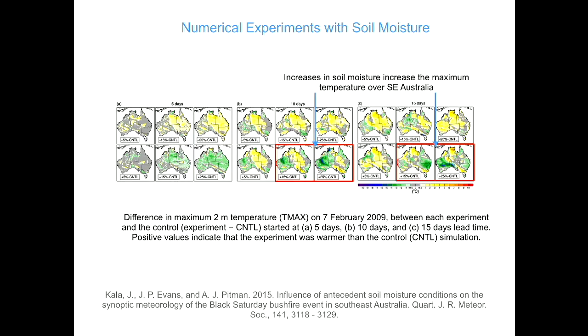And in this top experiment, they decreased the soil moisture by 5%, decreased by 15%, decreased by 25%, increased by 5%, increased by 15%, increased by 25%. Let's just look at this red block here. They've changed the soil moisture 10 days before the heat wave on Black Saturday. And what's happened? They've increased the soil moisture by 25% over the whole of Australia. So whatever the soil moisture was, multiply by 1.25. They've increased the temperature over Victoria by 4 or 5 degrees. Not decreased, increased.